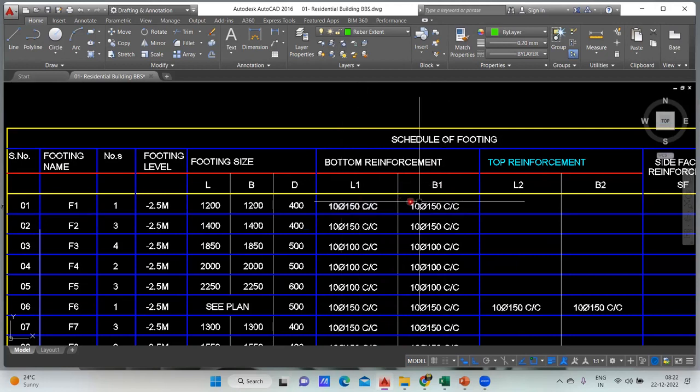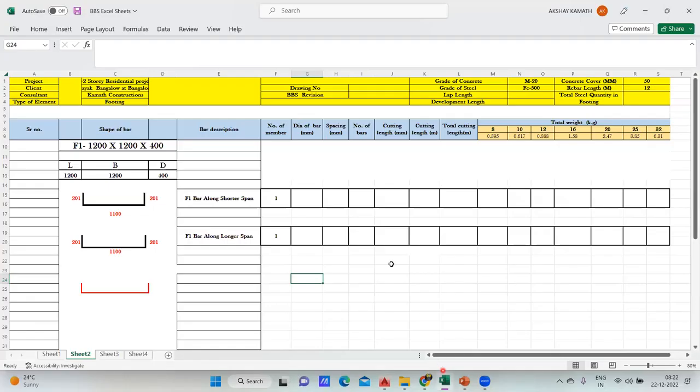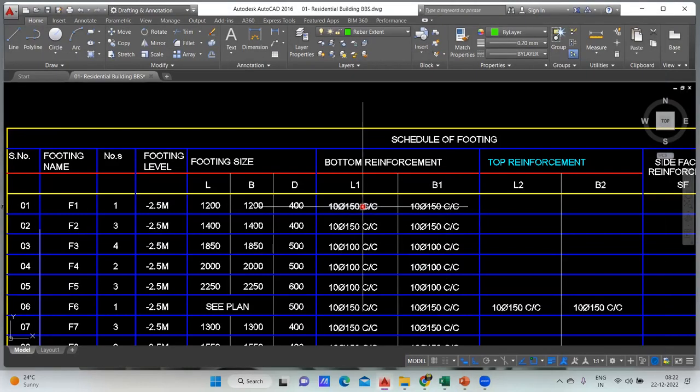So both ways it is 10 diameter, so we don't have a problem. You just write 10 here, and here also you write 10. Okay, and don't try to interlink this. Why? The reason is because here luckily we have shorter and longer span, both 10 diameter.